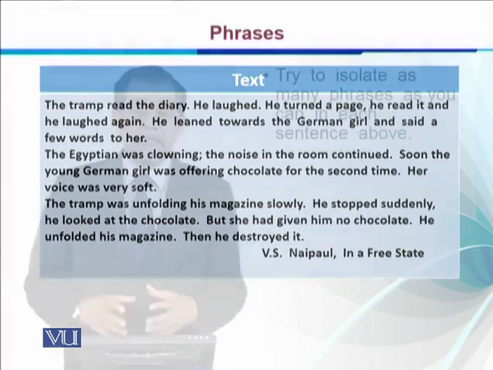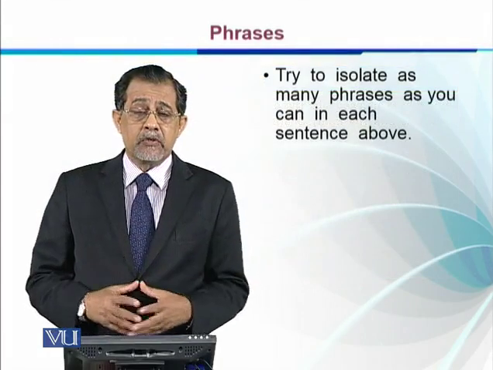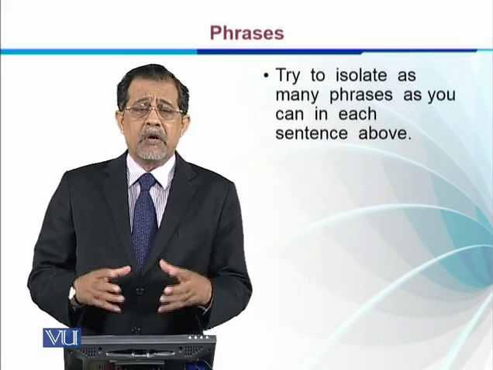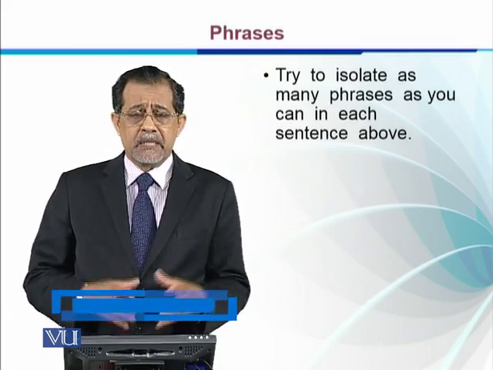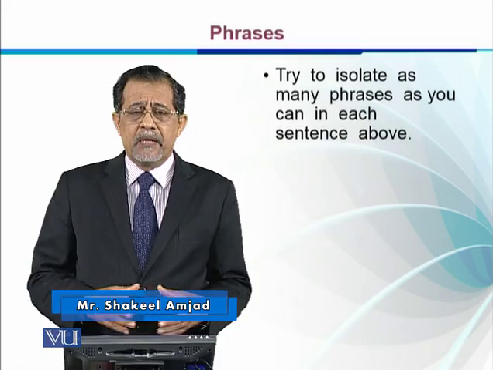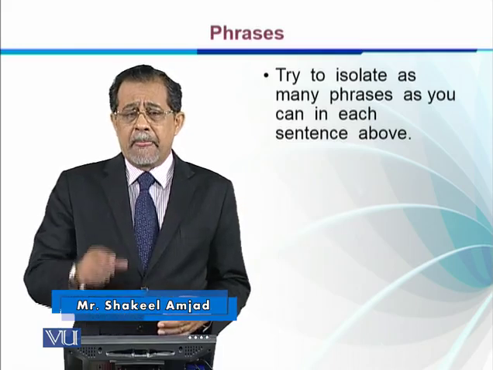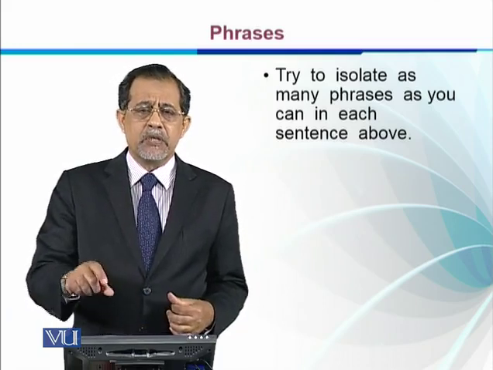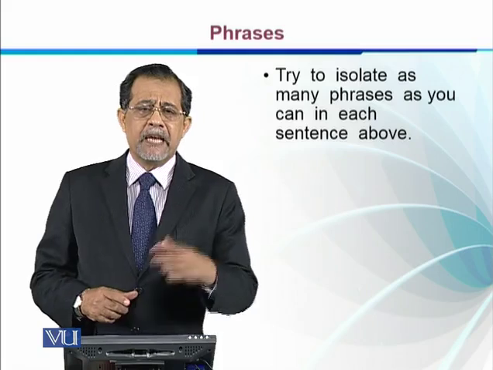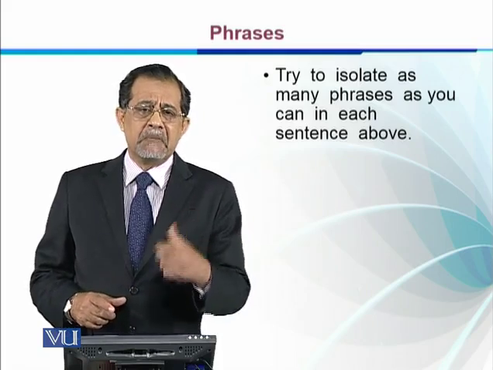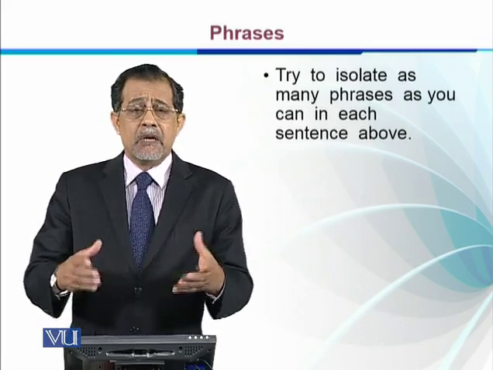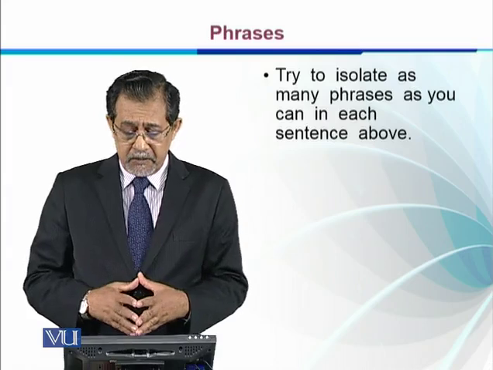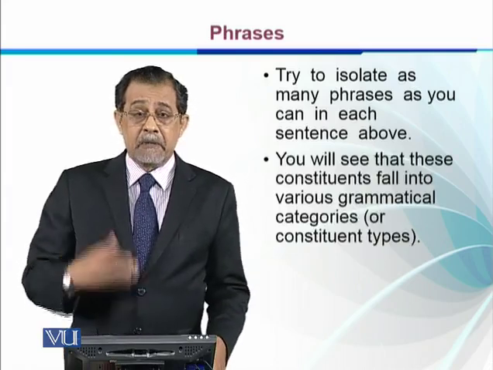If you look at this text, you'll find that it has many sentences in it. Though the sentences are not very long, these are sentences of different length, right? They are clauses. But within the sentences or within the clauses, we have different types of other constituents, which we may recognize as different phrases. They can be noun phrases, verb phrases, or other types of phrases. So let's try to isolate the phrases. Just make a try on your own.